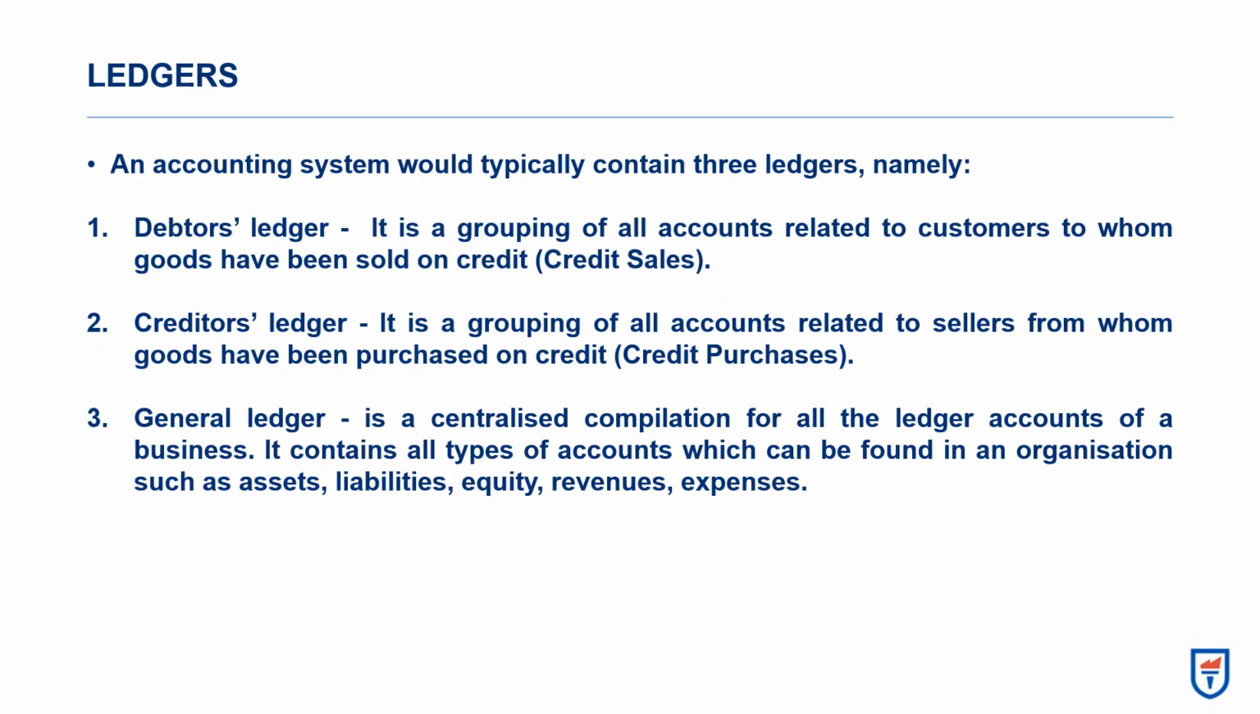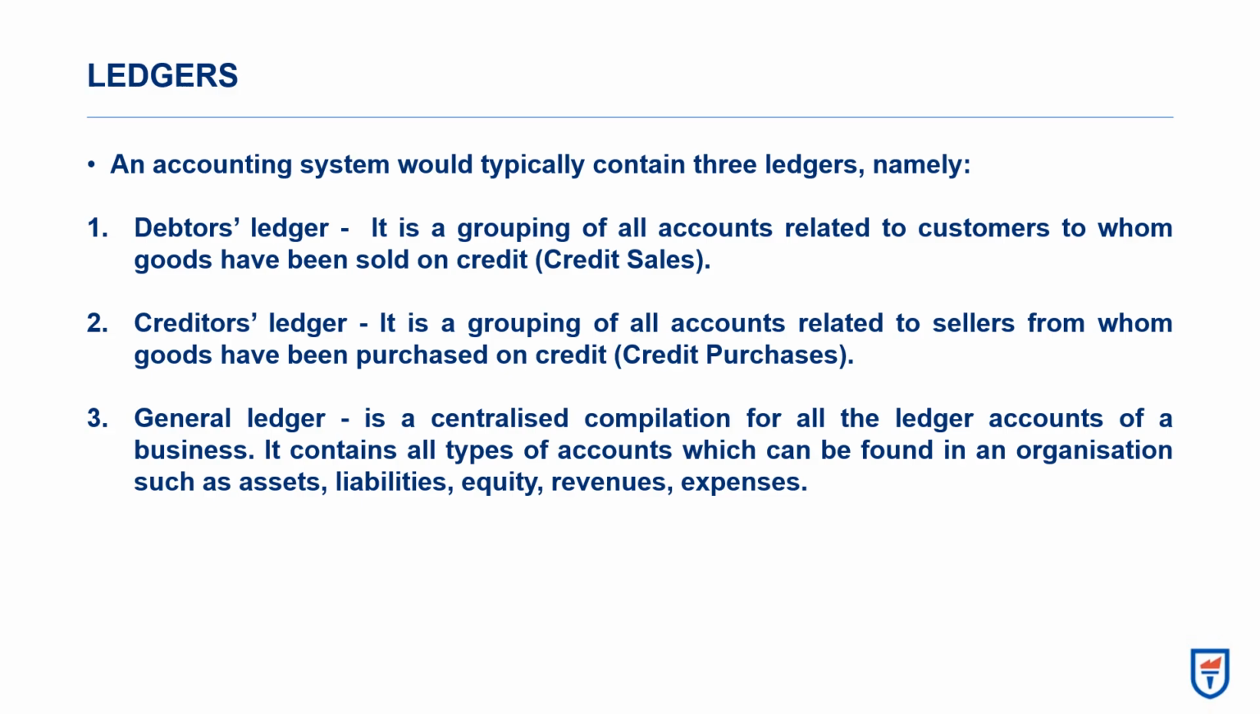From the journals, you move to the ledgers. In accounting, we have three main components of ledgers. We have the debtors ledger, the creditors ledger, and lastly, the general ledger.